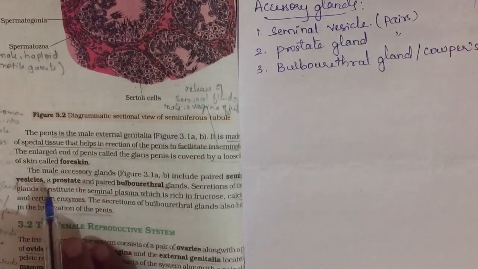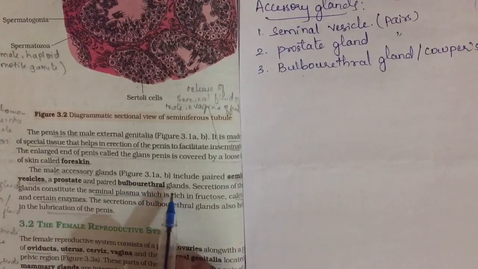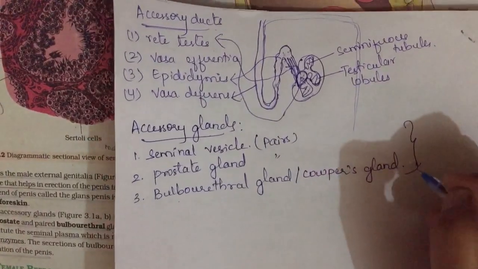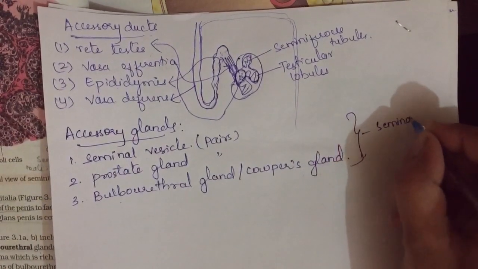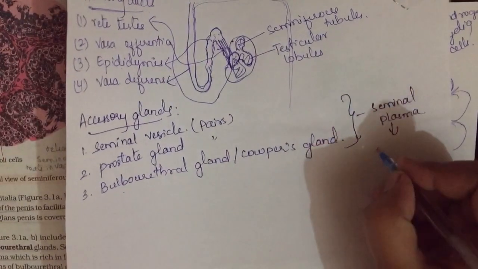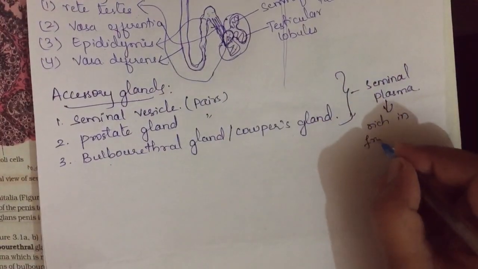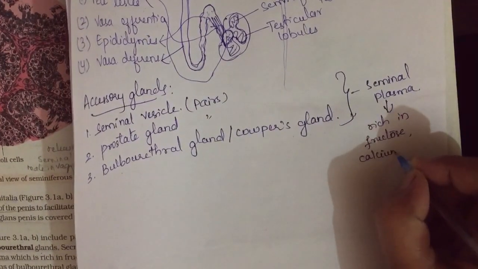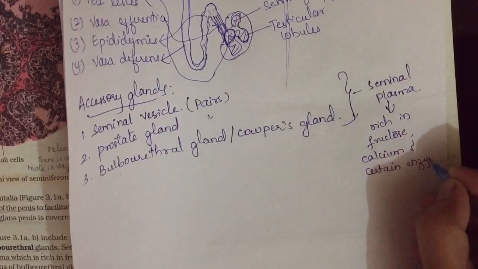The male accessory glands include a paired seminal vesicle, a prostate and paired bulbourethral glands. Secretion of these glands constitutes seminal plasma, which means these glands will secrete seminal plasma. Now this seminal plasma is rich in fructose, calcium and certain enzymes.